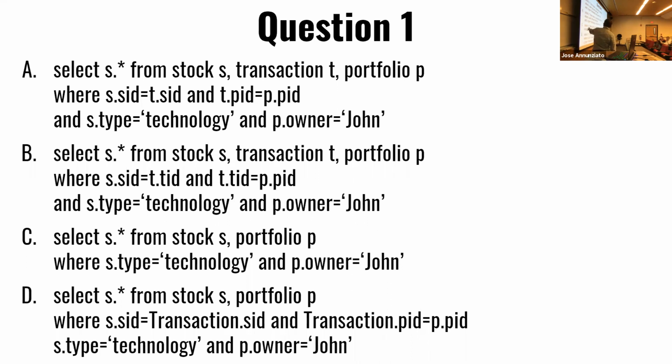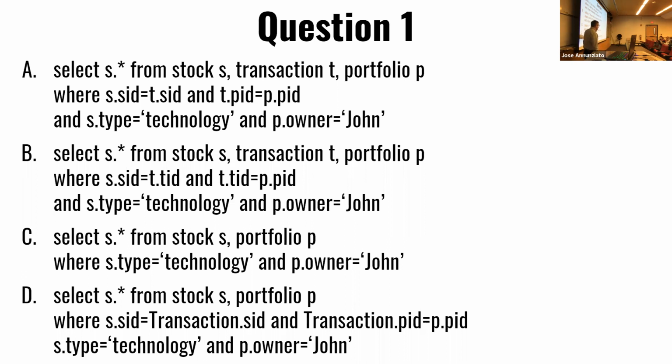This one is taking a look at the stock and the portfolio, but notice that it's skipping over the transaction table, right? It's not even joining anything. So this will return a cross product between these two tables, only filtered by a particular type and a particular owner. But other than that, it's a cross product of these two tables. Yes, that's not what we want. So that definitely goes away.